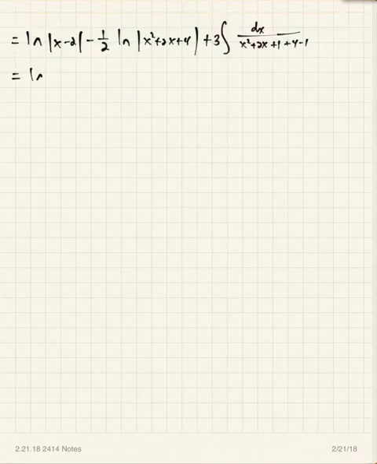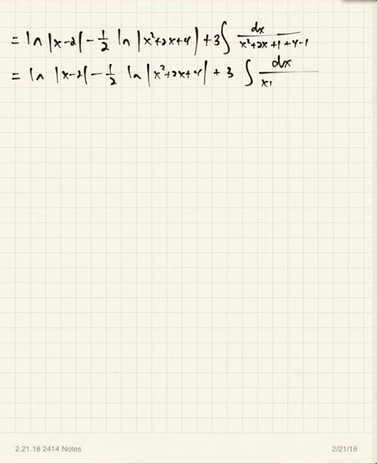So you have the natural log of the absolute value of x minus 2 minus 1/2 natural log of the absolute value of x squared plus 2x plus 4. And then this last term would be 3. Finish completing the square. This is x plus 1 squared plus 3. Finally, that is an arctangent because you have u is x plus 1. Du would just be dx, and a would be the square root of 3.